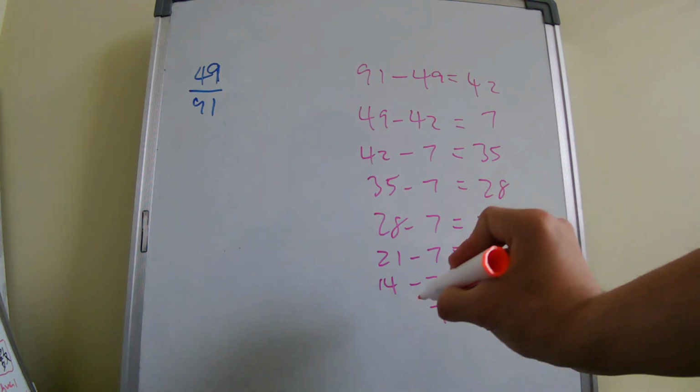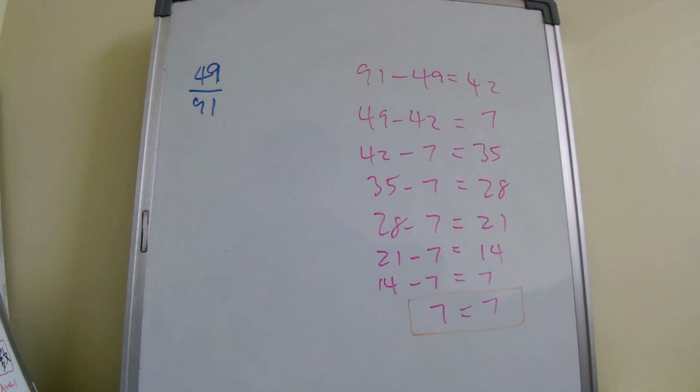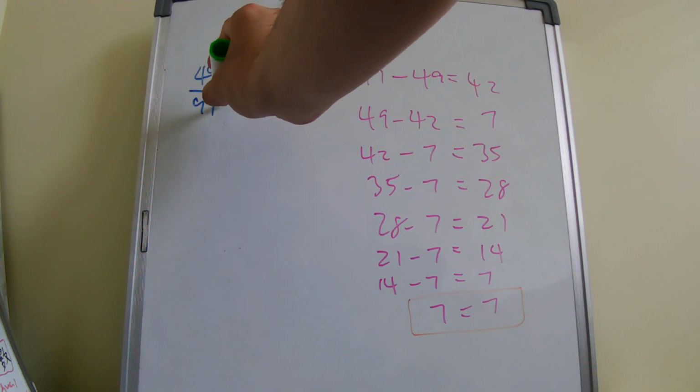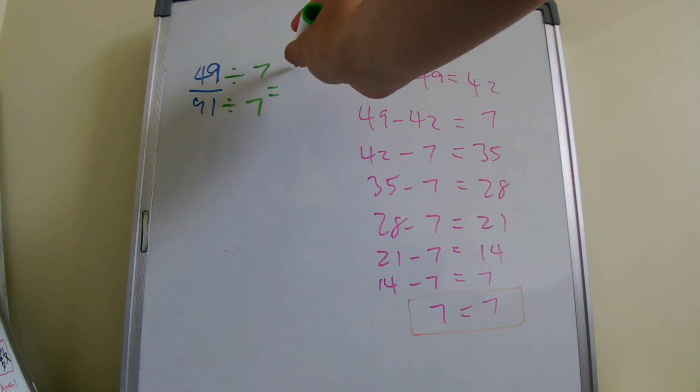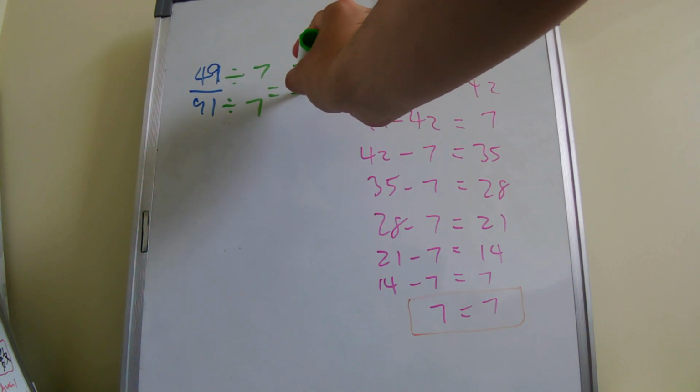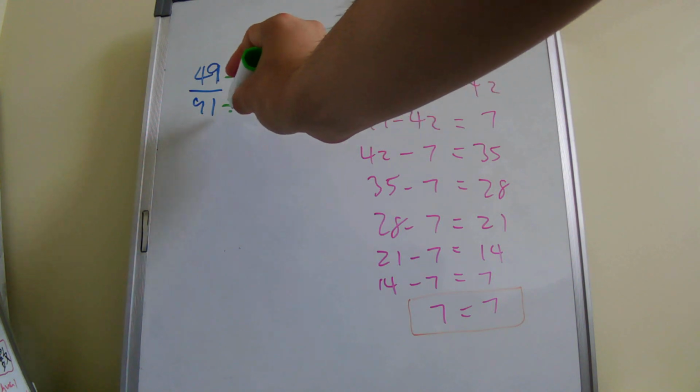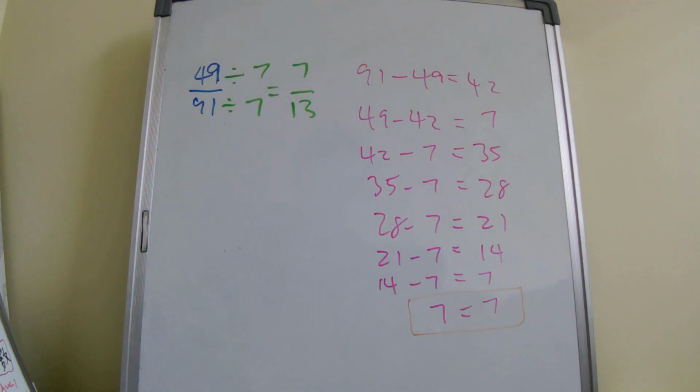So we found the 等数, the equal number, and that allows us to divide the numerator and the denominator by 7. Let's see what we get. 49 divided by 7 is 7. 91 divided by 7 is 13. So 7 out of 13. And that is the correct answer.